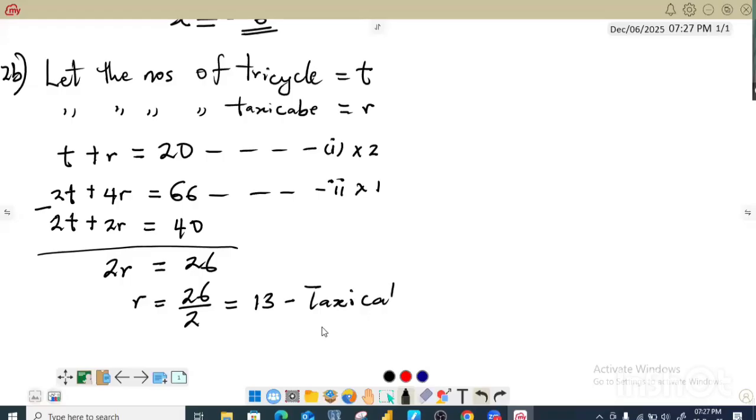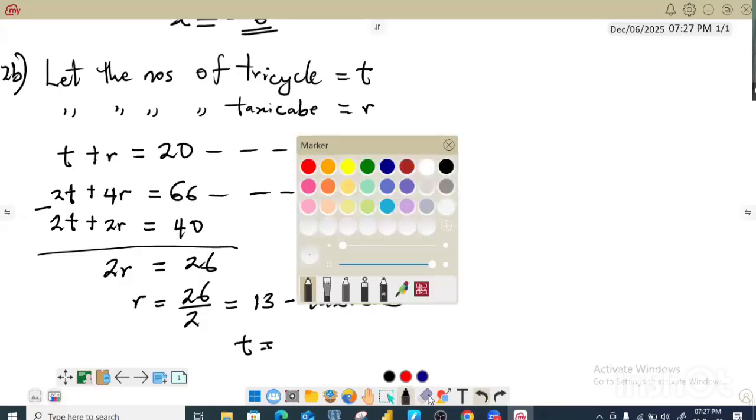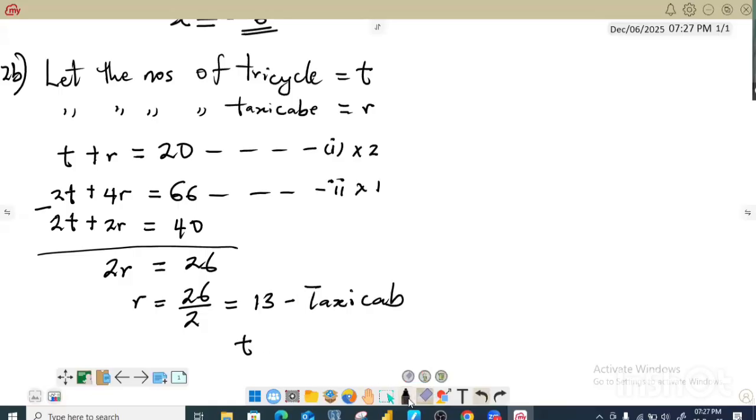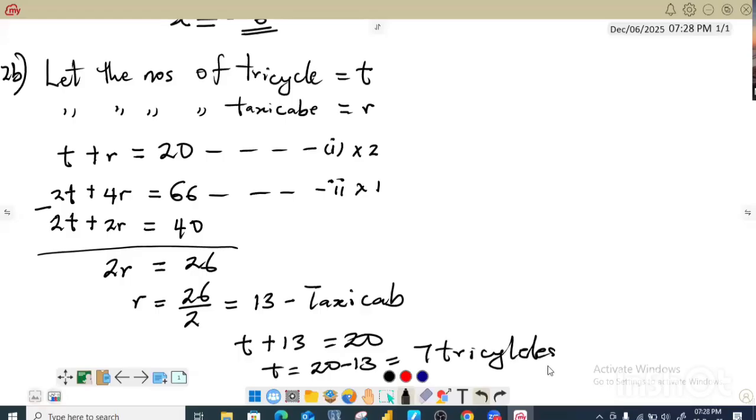So we add it, because we cannot add it now. T plus 13 equals 20. And T will be equal to 20 minus 13, equal to 7. 7 tricycles. So that's the answer to that. Complete. Quickly copy the solution.